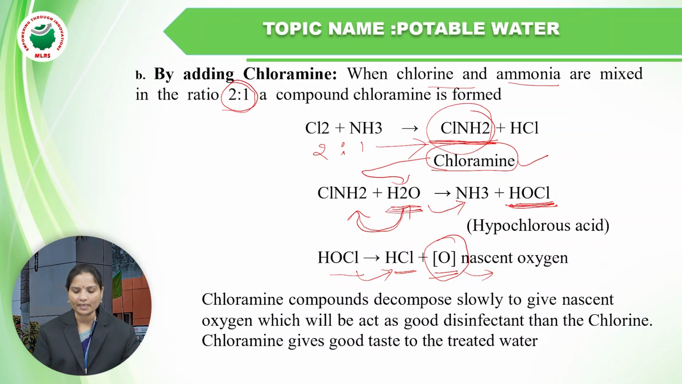So what is the chloramine? ClNH2 is our chloramine. Adding chloramine to kill the bacteria in water is called the chlorination process.